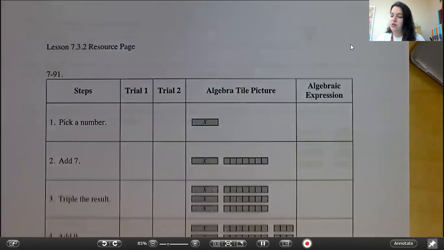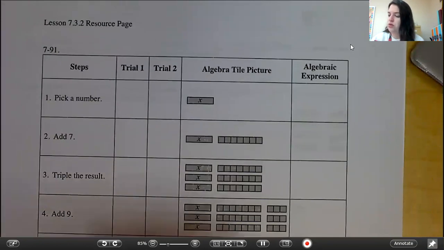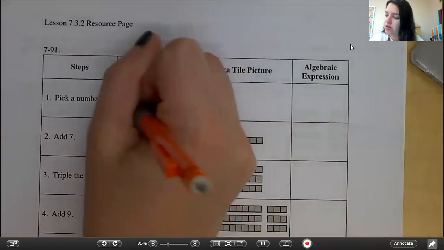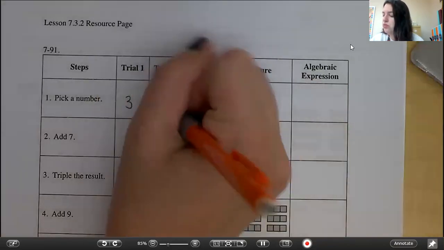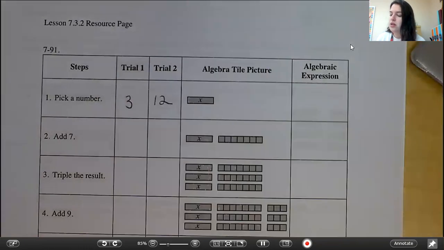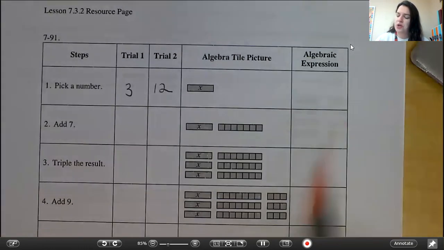So if we flip over to your resource page, for trial 1, I would like you to do 3. And for trial 2, I would like you to use 12. Okay, so go ahead and you'll fill out the trials. And then we're going to do the algebraic expressions together.